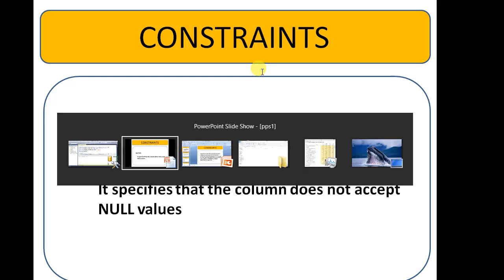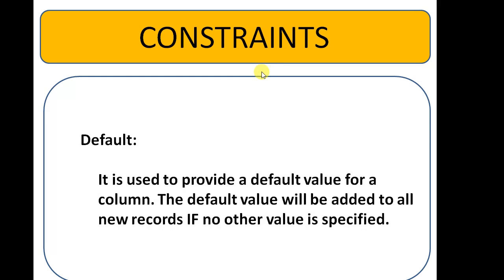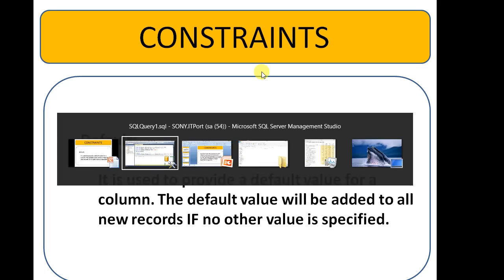Now the second constraint is default. It's used to provide a default value for a column. The default value will be added to all new records if no other value is specified. So it is a default value for all new records inserted. If we insert a value into this column, it will accept the inserted value. Without a new value, it automatically sets the default value.